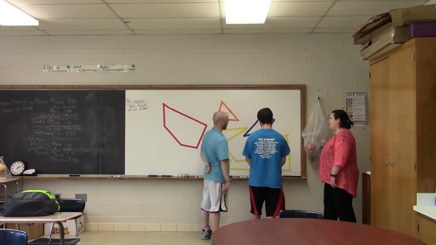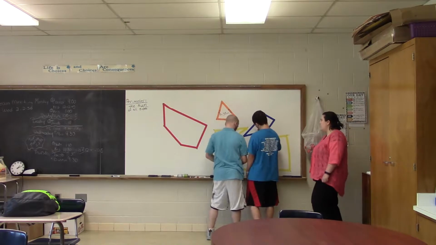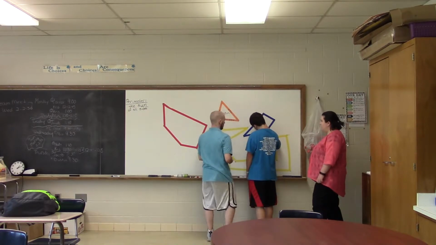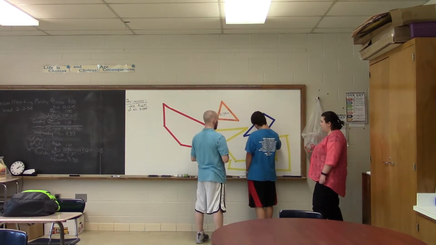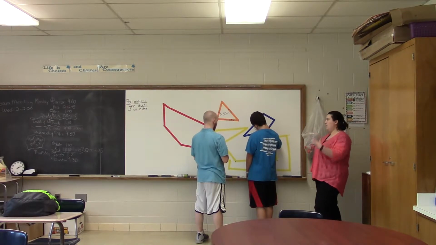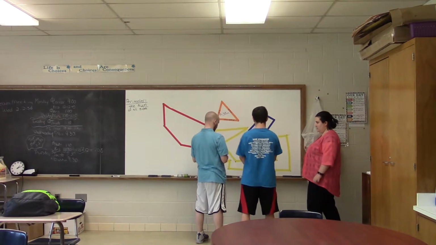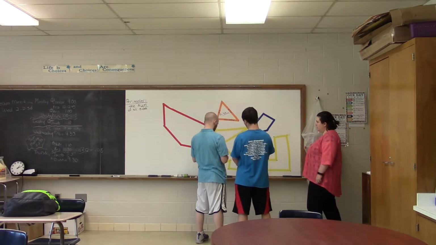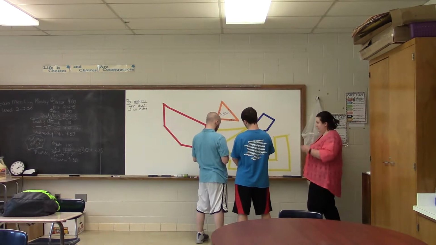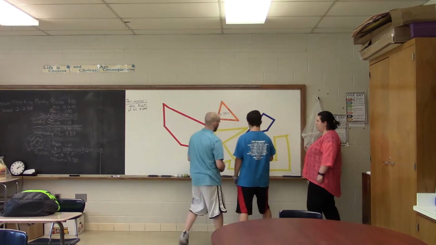And then we add all those up. Add up all your sides. P equals, so perimeter equals 46 inches.